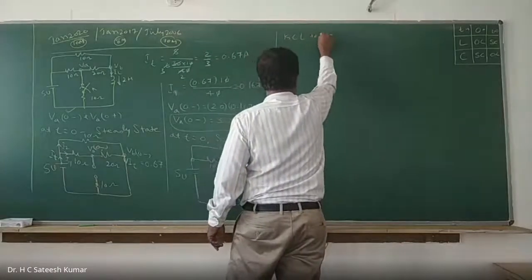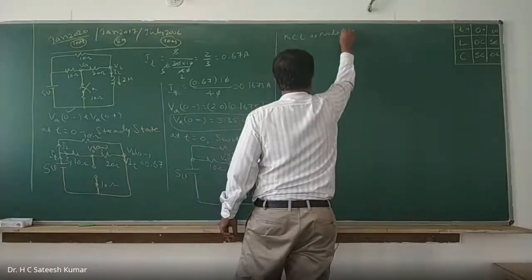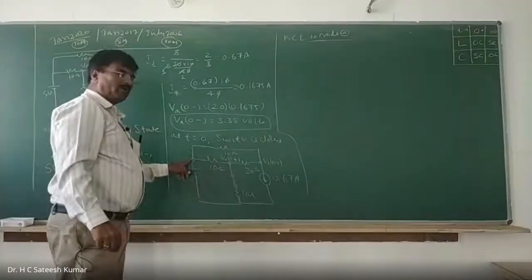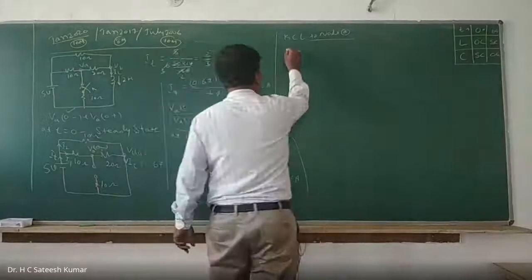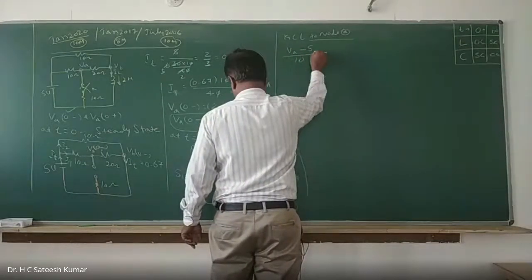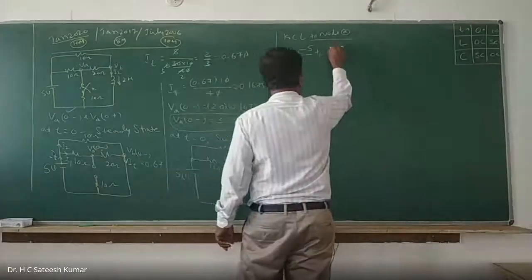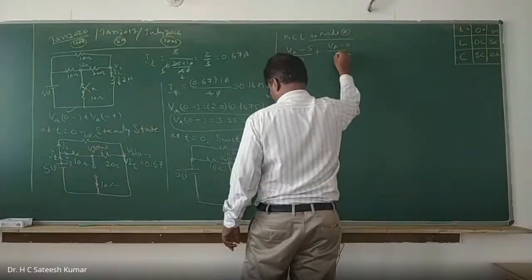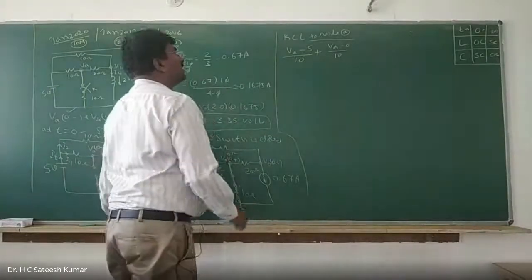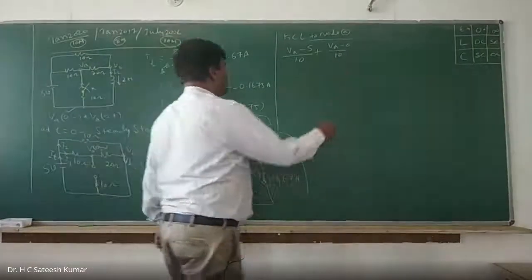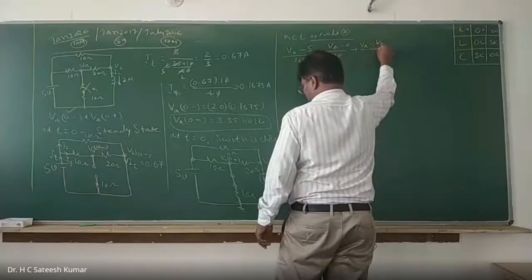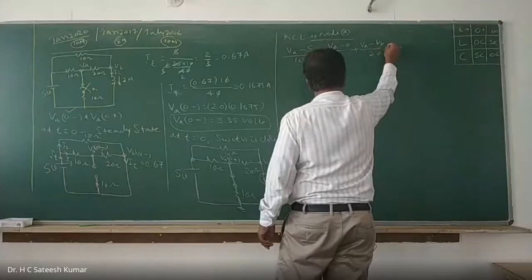KCL to node A. If you apply KCL to node A: (VA minus 5) divided by 10 plus (VA minus 0) divided by 10, because this becomes the ground node, plus (VA minus VB) divided by 20 is equal to 0.